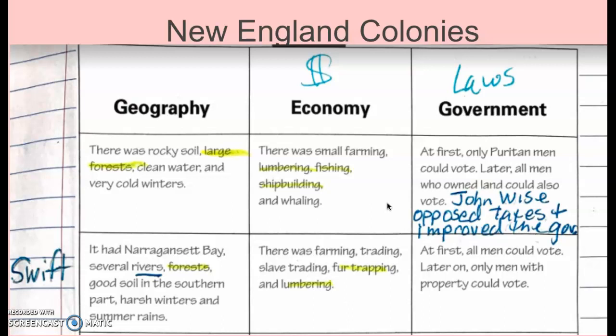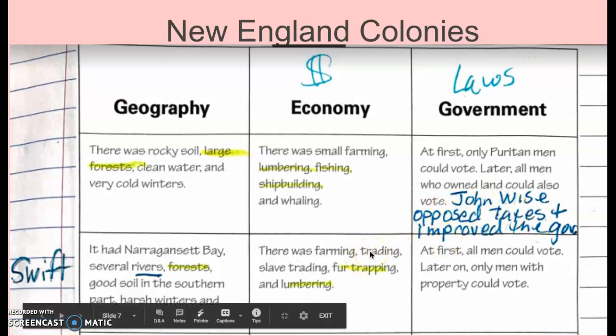And not all men could vote. So unless you owned land, for the most part, you really had no voice in government or in making laws. John Wise was a leader who opposed taxes in this colony and tried very hard to improve the government in Massachusetts. In Rhode Island, they had very swift, very fast rivers, good soil, and harsh winters.